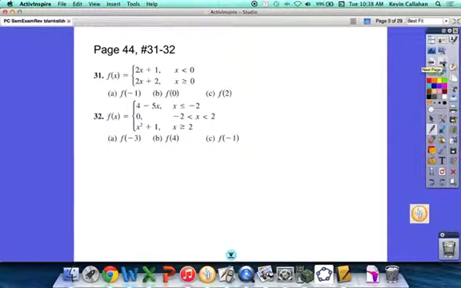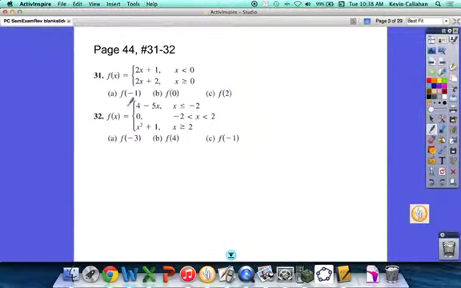Okay, remember what we call these things here? What is it called? No, it's not a system. It's a piecewise function, right? The function is defined differently for different parts of the domain. So the question specifically is, how do you evaluate a piecewise function, right? How do you find f of -1 in this first problem? Which one do you plug it into?